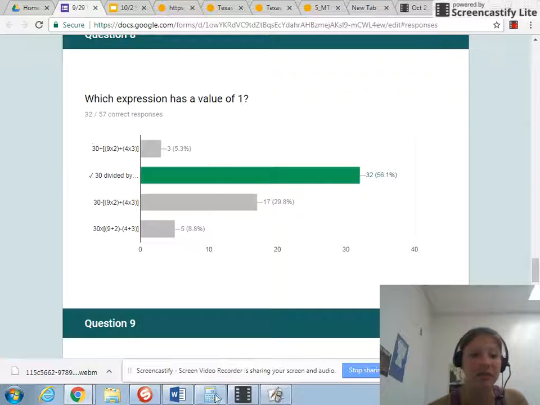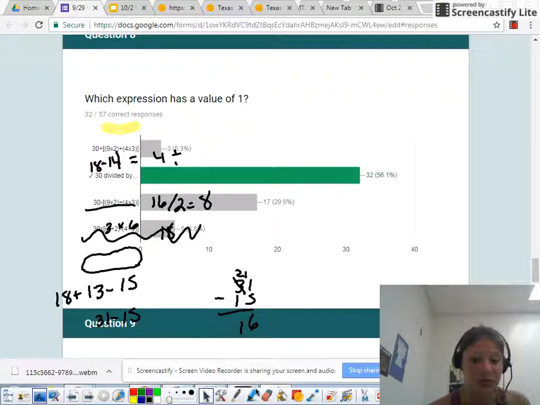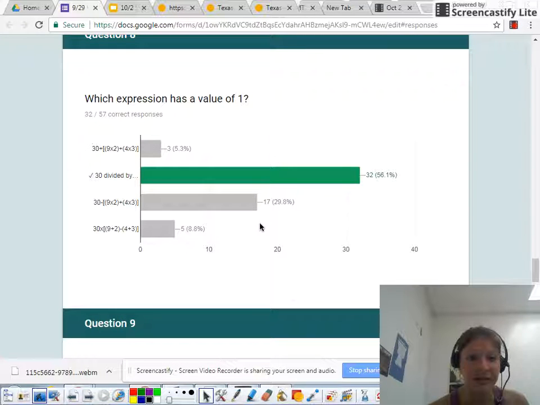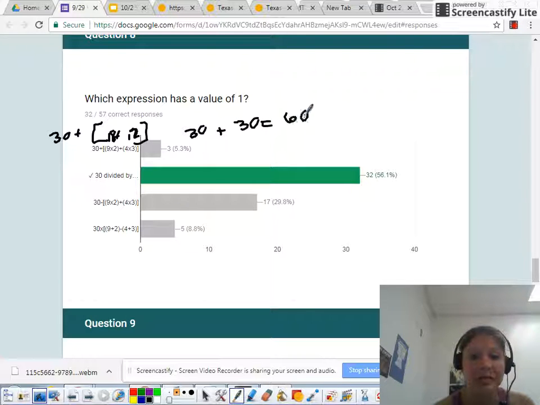Question 8, which one has a value of 1? So the same exact thing. And once again, it looks like a lot of y'all were confused by this one because I can tell by how scattered the answers are. All right, so let's start with this one. 9 times 2 is 18. 4 times 3 is 12. And that's still in our brackets. So now we have to solve 18 plus 12 is going to be 30. Plus 30, I know I'm writing crosswise, equals 60. That is definitely not a value of 1. This one I can't really see all the way, so I'm going to skip it.